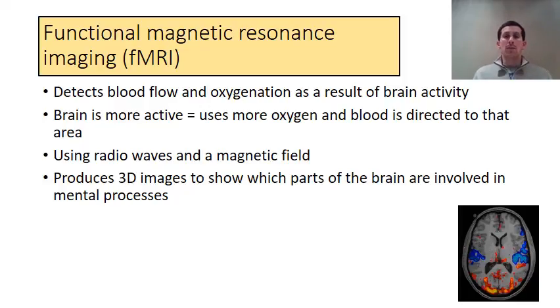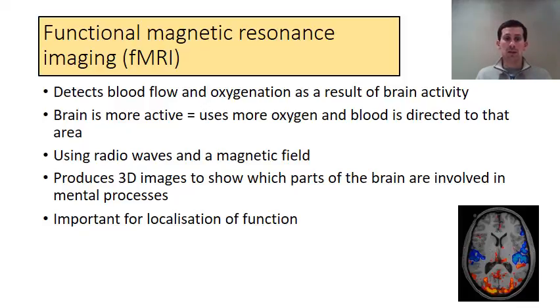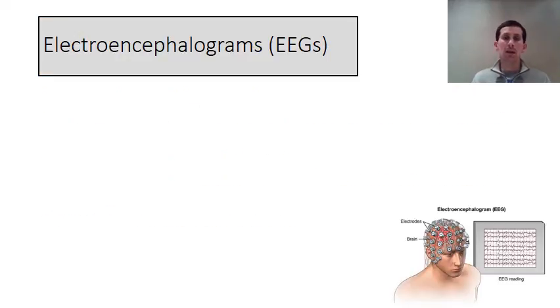What we can produce with an MRI is 3D images. So we can get a 3D image of the brain, which shows us which parts of the brain are going to be involved in different mental processes. It's really important when we're trying to look at things such as the localization of function. If we're trying to find what parts of the brain are involved in language, like Broca's area or Wernicke's area, then we're hoping those areas are showing far more activity because they're the language centers of the brain.